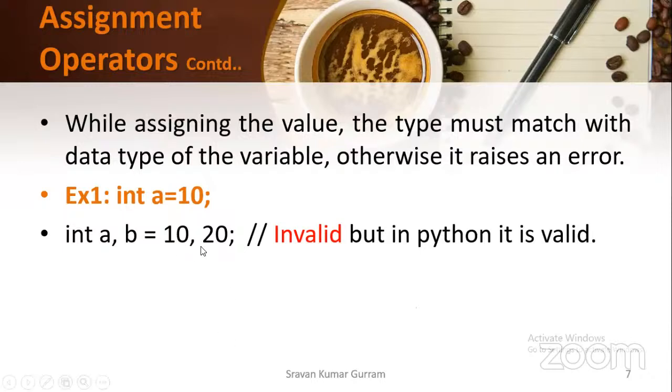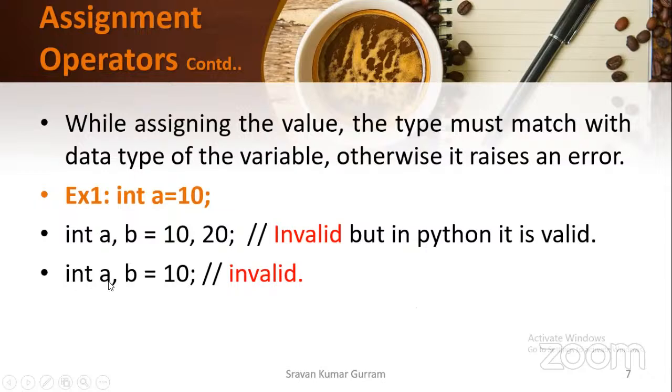Now, if you want to assign multiple values by using a single statement, that is invalid. See int a comma b assignment 10 comma 20. If you write this statement in Java, it will raise an error. Of course, if you write the same statement in Python, that is valid. Some programming languages may provide some features, some may not.